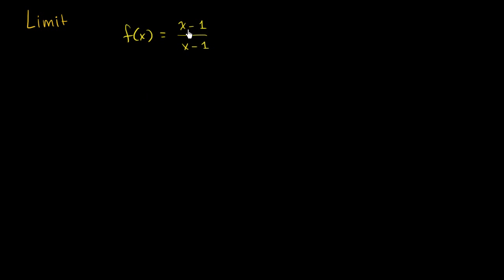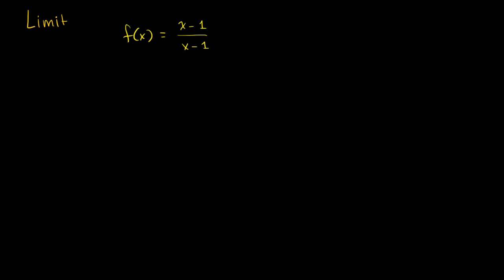And you might say, hey, Sal, look, I have the same thing in the numerator and the denominator. If I have something divided by itself, that would just be equal to 1. Can't I just simplify this to f of x equals 1? And I would say, well, you're almost true. The difference between f of x equals 1 and this thing right over here is that this thing is undefined when x is equal to 1.